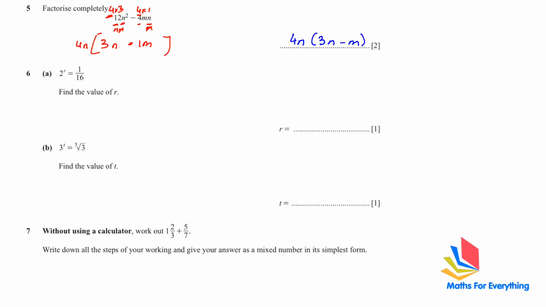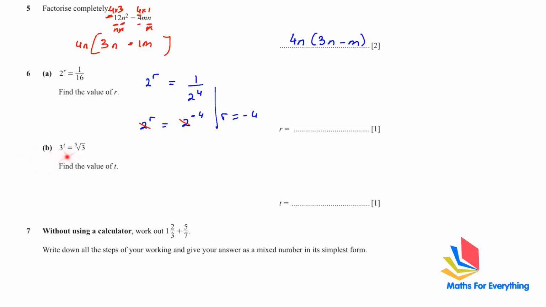Question number 6 is an indice question. You have 2 to the power of r is equal to 1 over 16. Remember that whenever you have been given a base and another number has been given to you, 16, try to see how you can write 16 with the base 2. You can use a calculator to check and you will find that 2 to the power of 4 is 16. If you have a power in the denominator and you want to write it in the numerator, the sign will become negative. If the base is same, we can say that the powers equal to each other. So r is equal to -4.